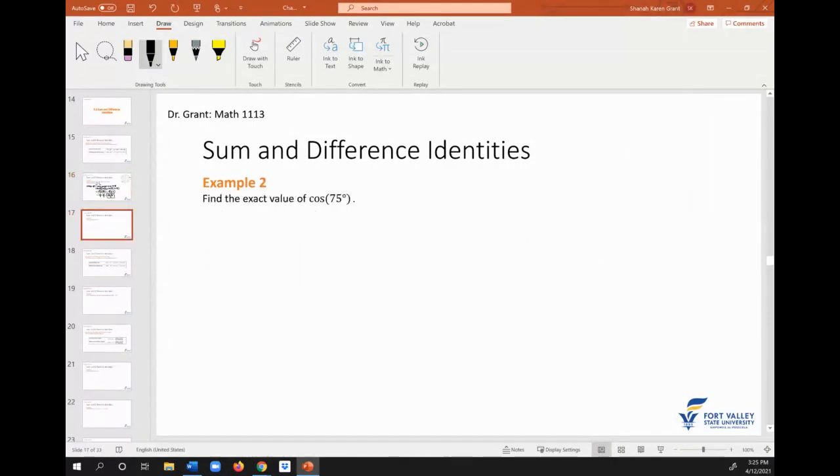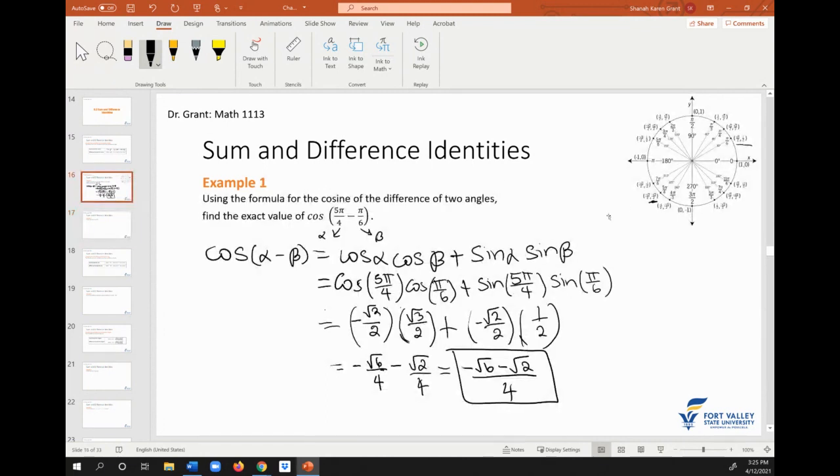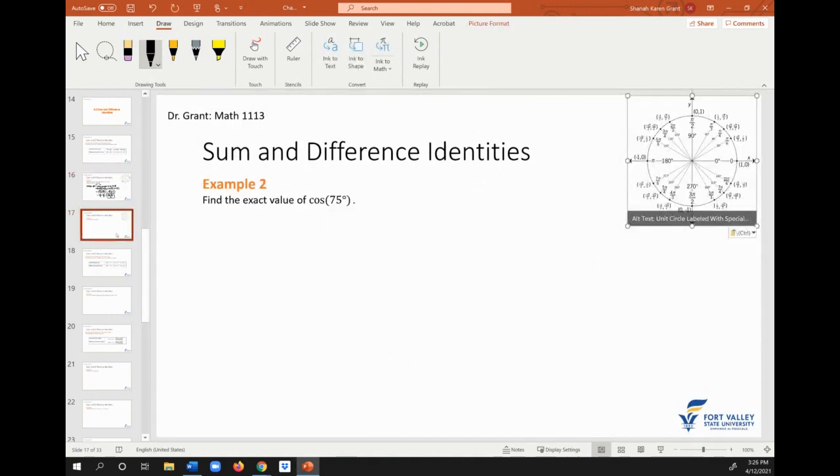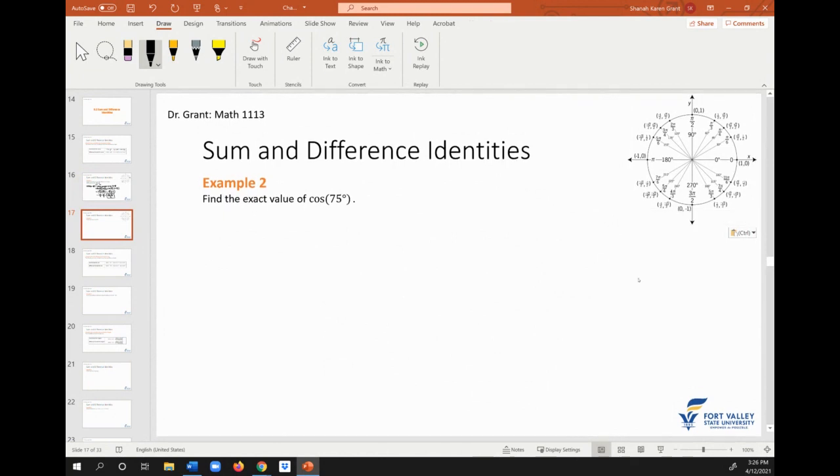Let's look at another example. If we recall the unit circle, note that 75 degrees is not on the unit circle, right? And we've only done examples where we are looking at values on the unit circle. So how can we come up with a value for this? Well, we can utilize the sum and difference formula.